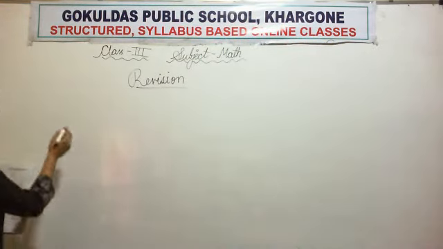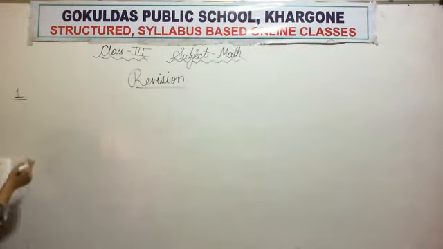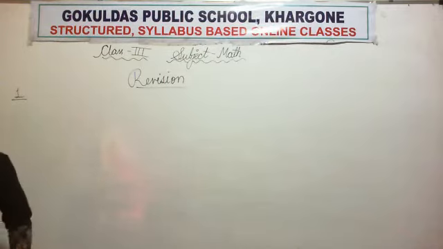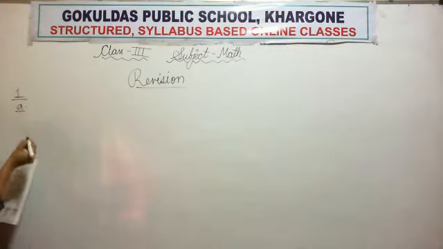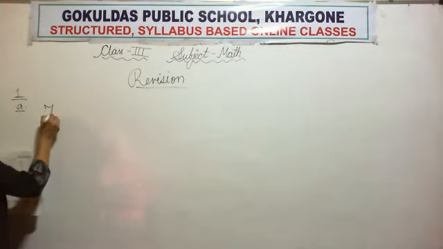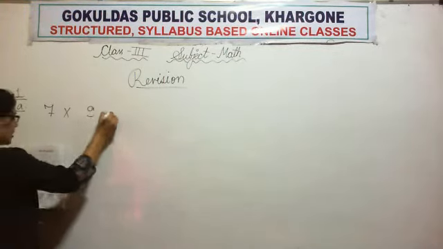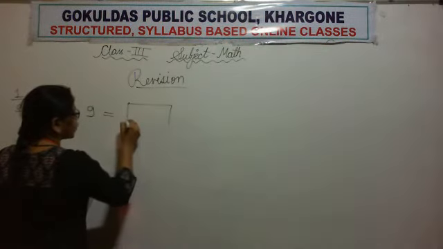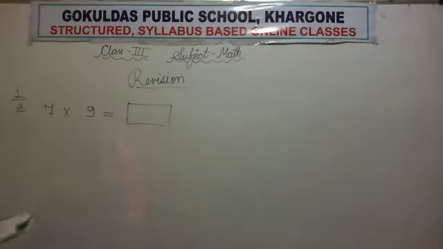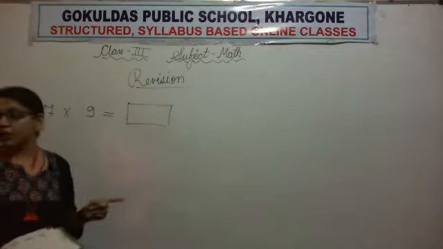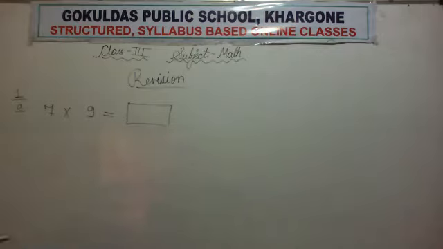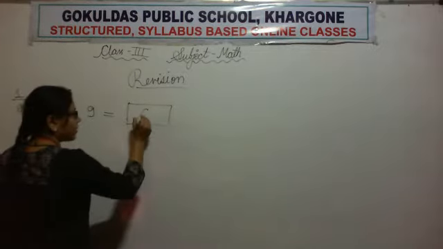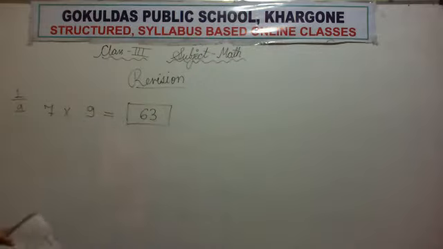Now question number 1 is: fill in the boxes. Part A of the first question is 7 into 9 is equals to blank. If you know the table of 7 or 9, you can fill the box. If you don't, then you cannot. So learning tables is important. So 7 nines are 63. So we will write 63 in the box.